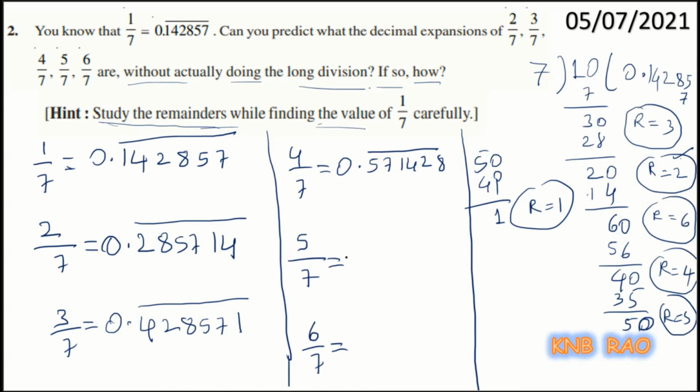Now, when it comes to the value of 5 by 7, it will start with the remainder 5. When the remainder is 5, I have 7 7s are 49 taken. So, it starts with the 7 and the order of the digits changes now. 7 1 4 2 8 5 is the order of digits where repetition happens. So, 5 by 7 is 0.714285, 714285, 714285 and so on.